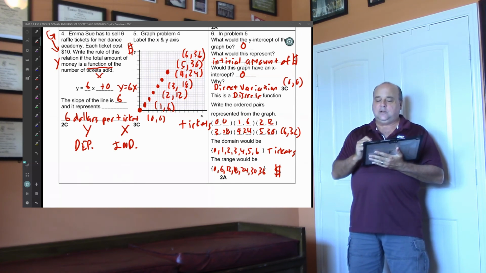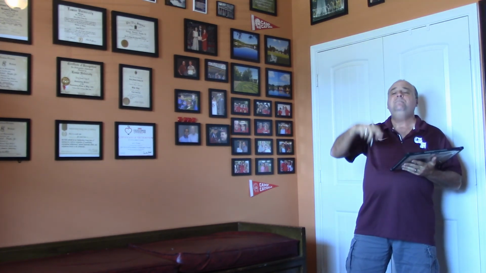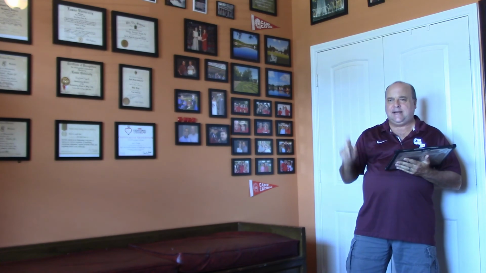So remember, in a discrete function, you're not going to write down inequalities. You're going to actually write down the numbers. In a continuous function, you would write down the inequalities.